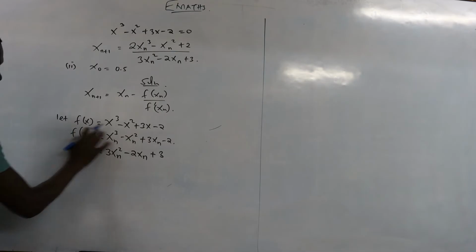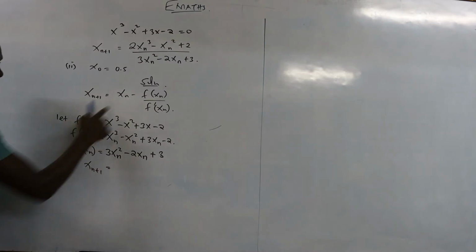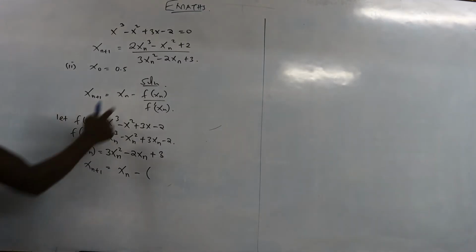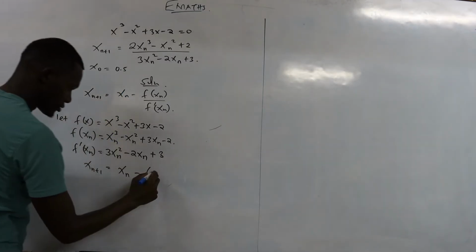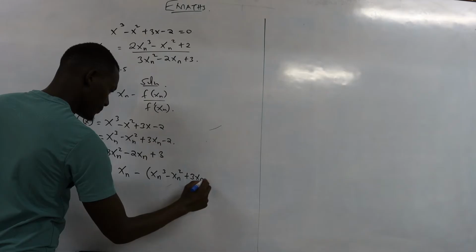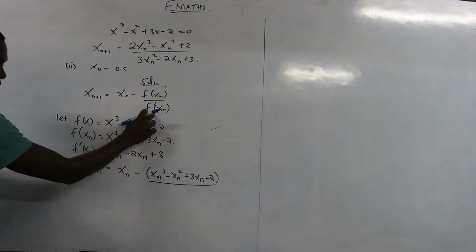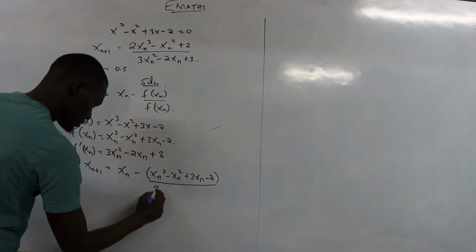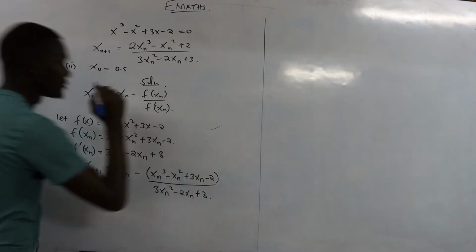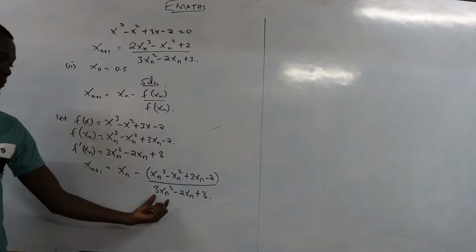So now inputting all the outcomes in this formula, we shall have xn plus 1 given by our xn, minus, now remember we always bracket them, the function f of xn, which is this function here: xn cubed minus xn squared plus 3xn minus 2. Then divide by the derivative, and our derivative is this: 3xn squared minus 2xn plus 3. So this is the function f of xn, then we have the derivative.